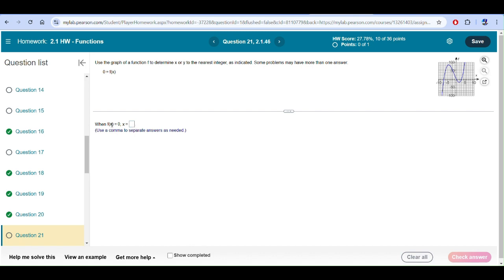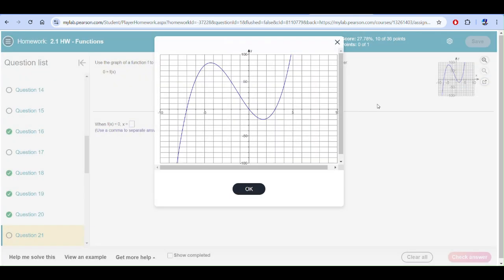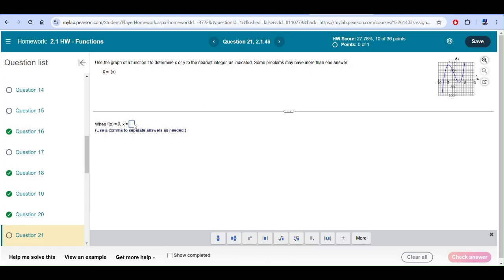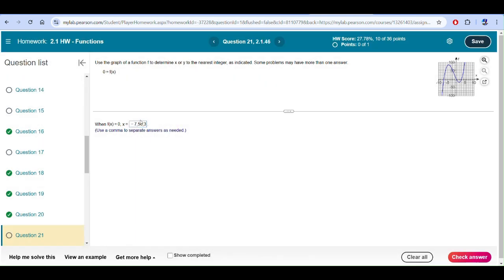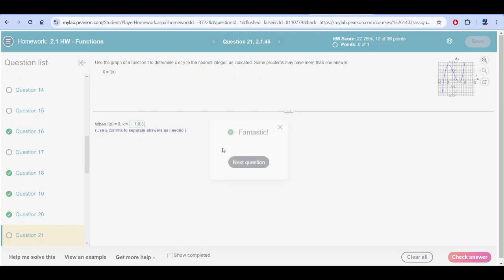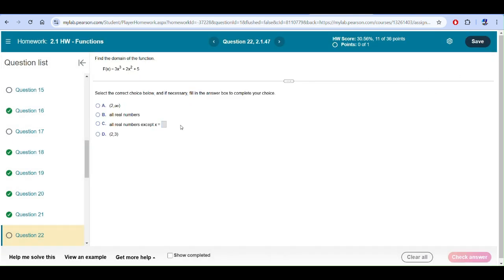So here, when is y equal to 0? I'm going to blow this up. There should be 3 locations: -7, 0, and 3. So you would just list the numbers with commas: -7, 0, and 3. I put in an extra 5. Yep, it's just the location of where it hits. Find the domain of this function.